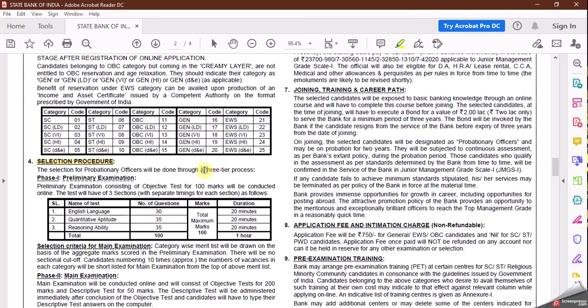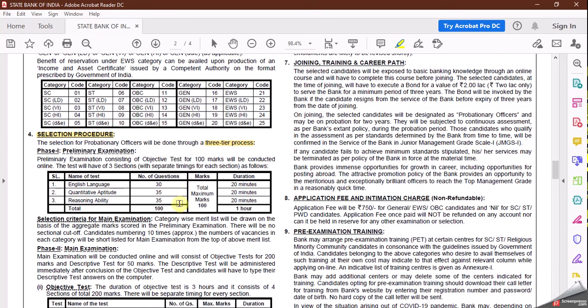It will be done through a three-tier process. Okay, so in phase one, that is the preliminary examination, it will be objective type, and this test will have three sections with separate timings for each section. That means sectional timing is provided. As you can see, the three sections are English language, quantitative aptitude, and reasoning ability.